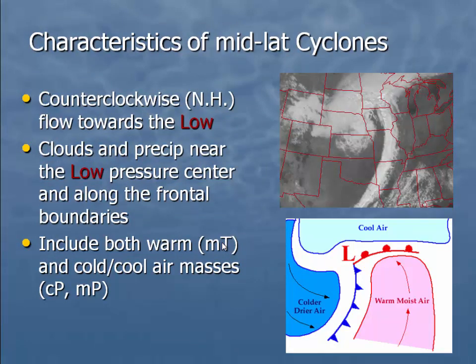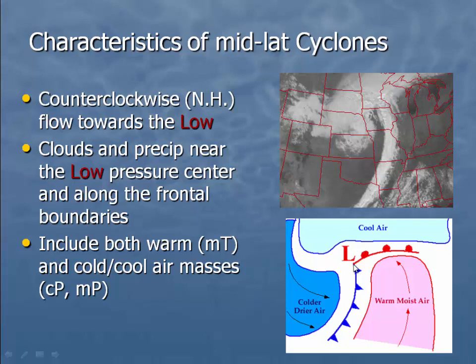So mid-latitude cyclones, on the right over here, I have two images. One is a visible satellite depiction of a mid-latitude cyclone in its mature phase. The center of the low pressure system in this case was actually right over southwest Iowa.